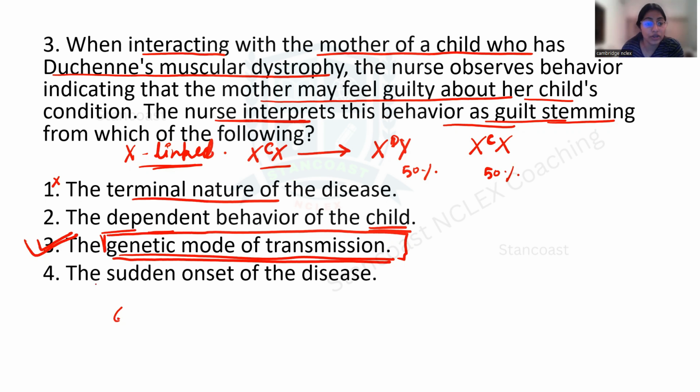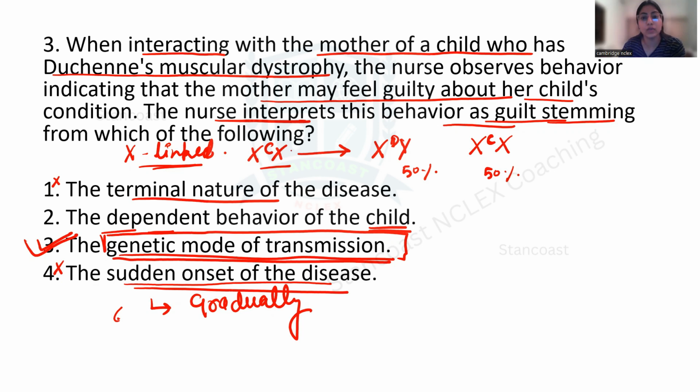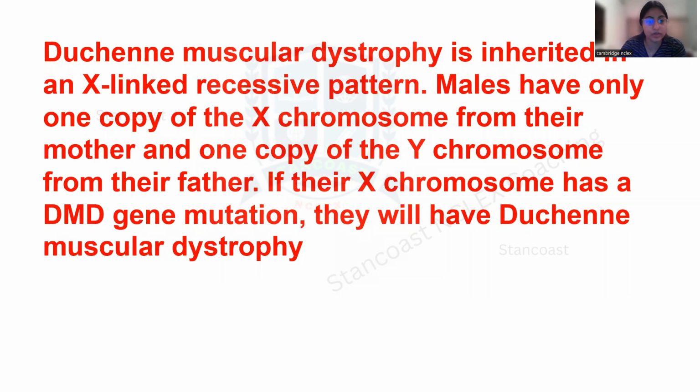Okay, talking about option 4, the sudden onset of disease. This disease will not onset suddenly, it is going to onset gradually. So option number 4 is not the correct option. We can understand from this condition that due to the genetic mode of transmission, the mother will feel guilty about her child's condition. So option number 3 is the correct option.